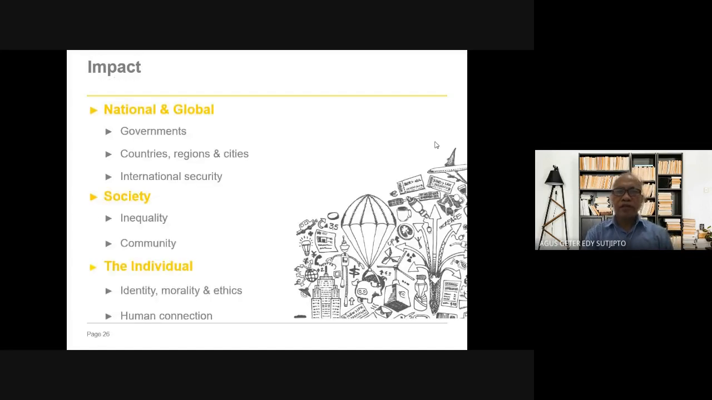Another impact on the national and global level: the government maybe should make regulations on how to use YouTube, for example, for children and for adults. So this will impact the government to make rules and regulations, and then manage all of this technology. In society, inequality will become equality, and the individual identity, the morality, the ethics will change. If nowadays you are using the handphone all the time, you play with the handphone without any interaction with each other. So this is the impact of today's Industry 4.0.